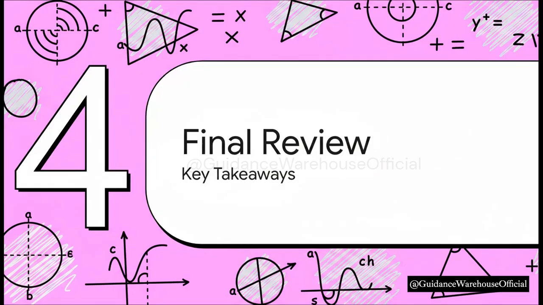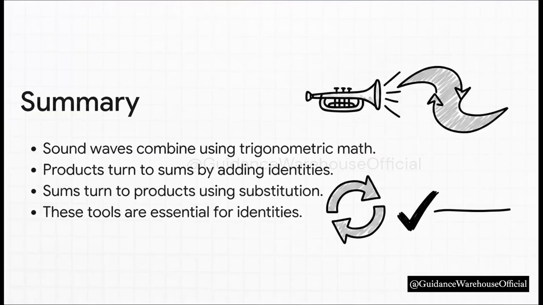Final review and takeaway. Okay, before we wrap up, let's quickly summarize the key points we've covered in today's explainer. First, we saw that real-world phenomena like the combining sound waves of a marching band map perfectly to trigonometric math. Second, we learned how to turn products into sums by simply adding our foundational sine and cosine identities together. Third, we reversed that entire process, turning sums back into products using a really clever algebraic substitution. And finally, we just proved that these tools are absolutely essential for simplifying complex fractions and proving big trigonometric identities.